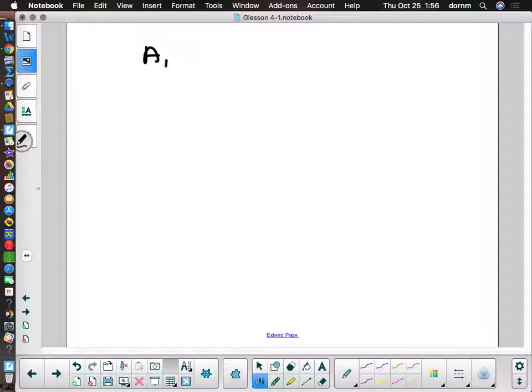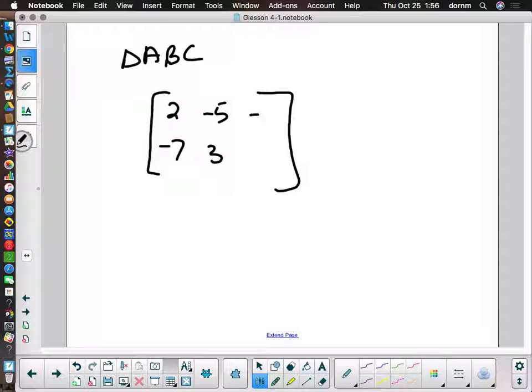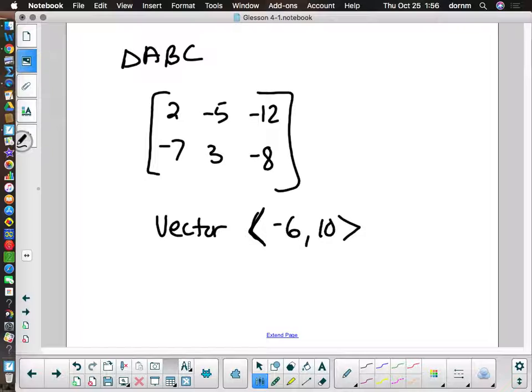Let's have the points A, B, and C as I have triangle ABC, and the coordinate matrix for ABC is 2, negative 7, negative 5, 3, and negative 12, negative 8. Okay? And I want to translate that by vector. Vector. Make it pointy, not parentheses. Negative 6, 10. Find A primed. That's your question of the day.